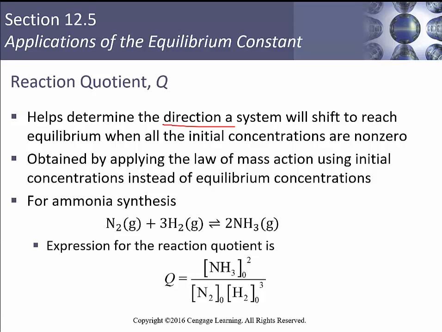If something is 0, right, if you start off with 0 products, you know you have to form products. If you start off with 0 reactants, or one of your reactants being 0, you know it has to go back and form some of those reactants. Okay? It's obtained by applying the law of mass action, using initial concentrations instead of the equilibrium concentrations. So it's using whatever arbitrary concentrations they give you. For ammonia synthesis, where we've got nitrogen and hydrogen forming ammonia gas, our Q value is just going to be products over reactants with the appropriate coefficients, either 2 or 3.